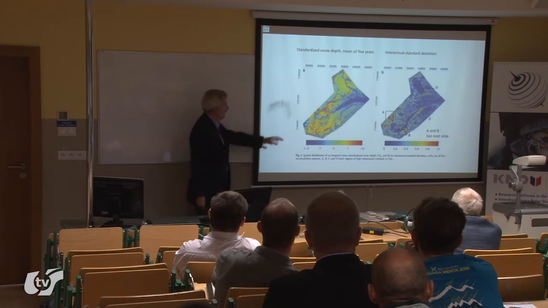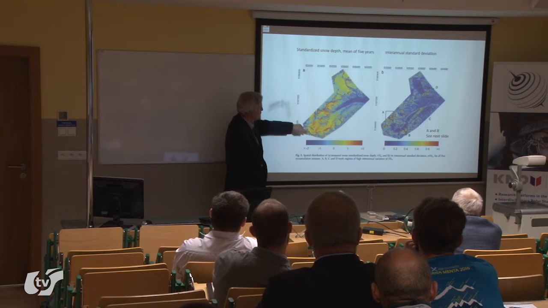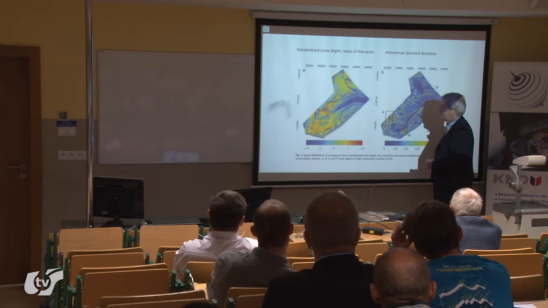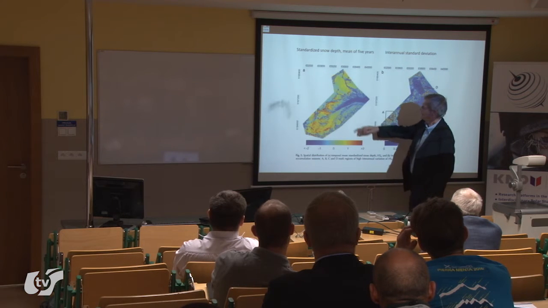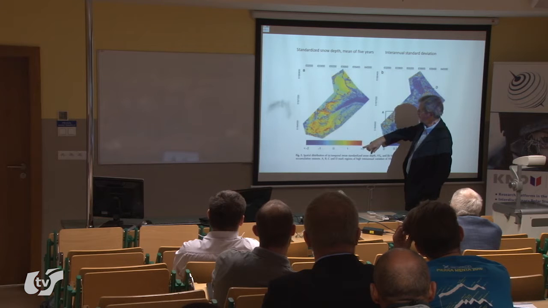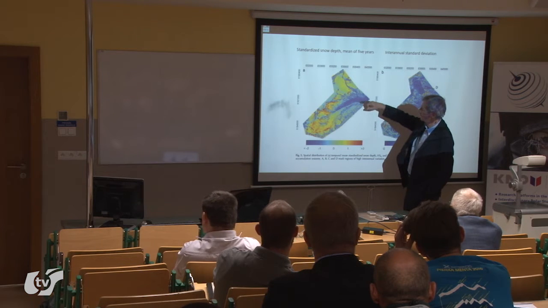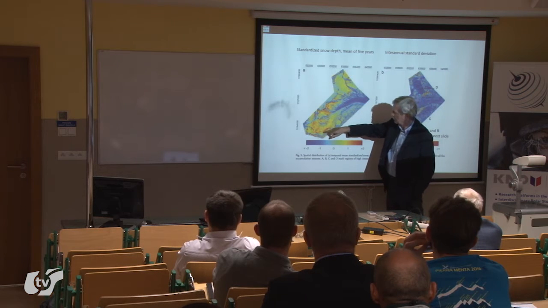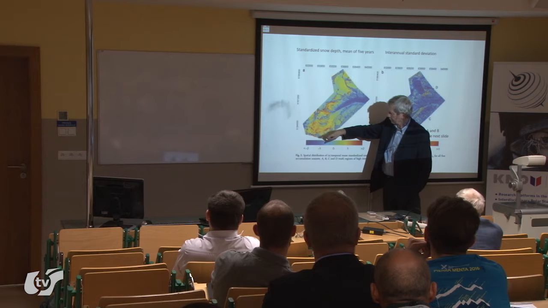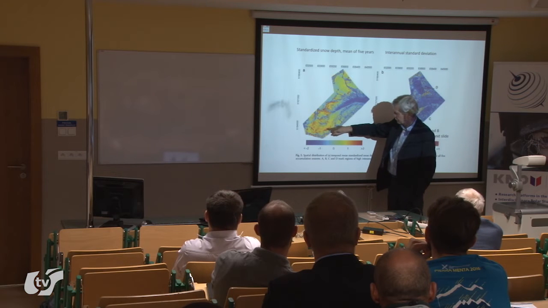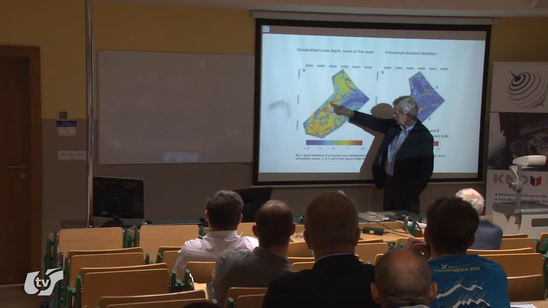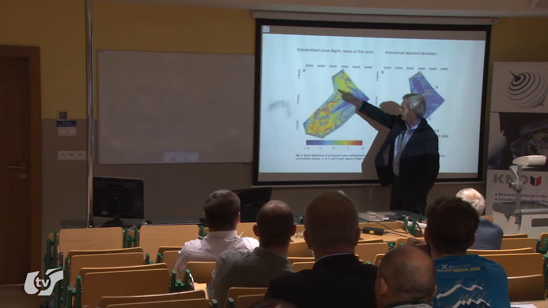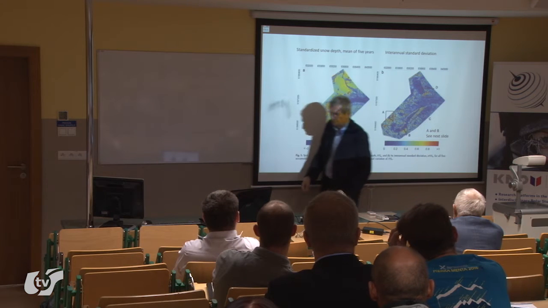We see the standardized snow depth for 5 years, averaged over 5 years. And again, we see values in excess of 2 meters at the end of the glaciers, at the moraines, and at the steep walls surrounding the glacier. And we can also tell the wind drift along the crest that goes across here.